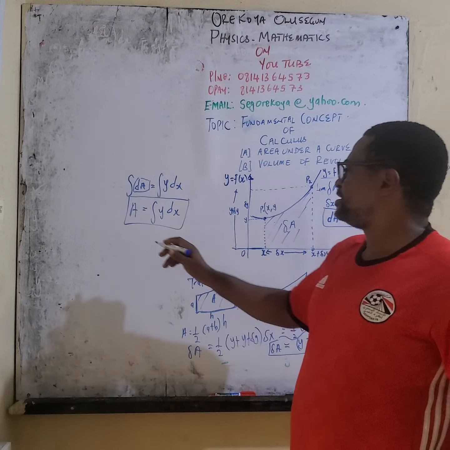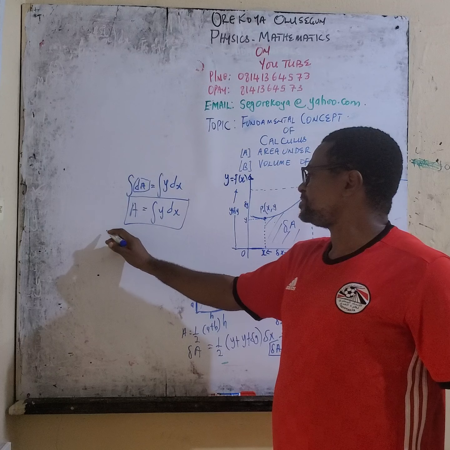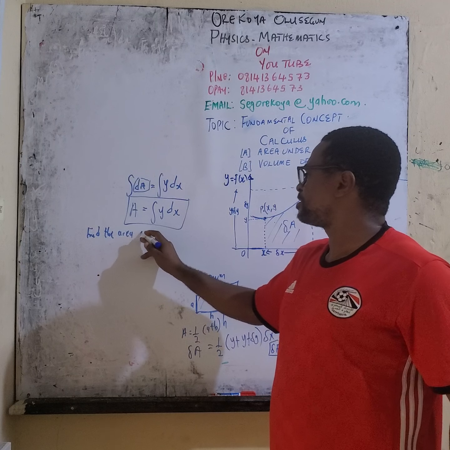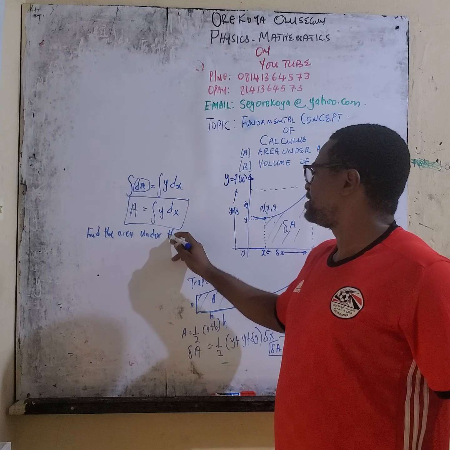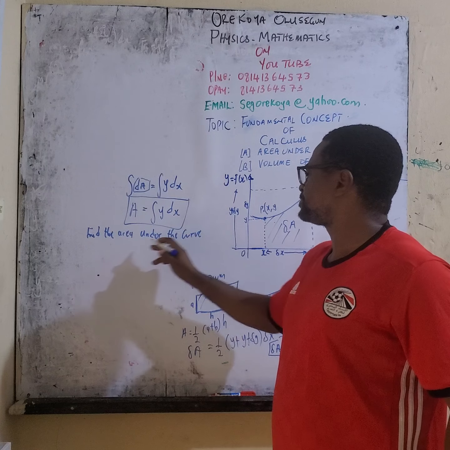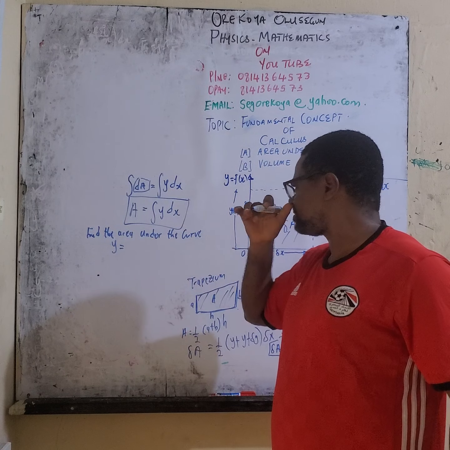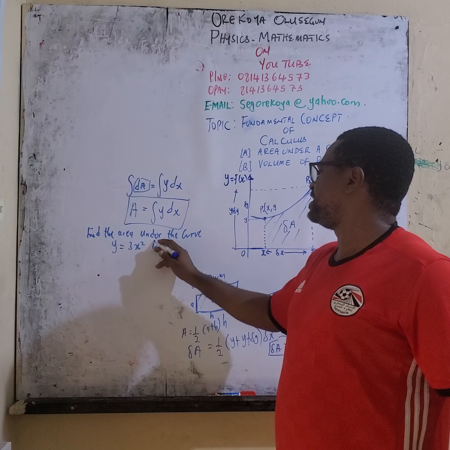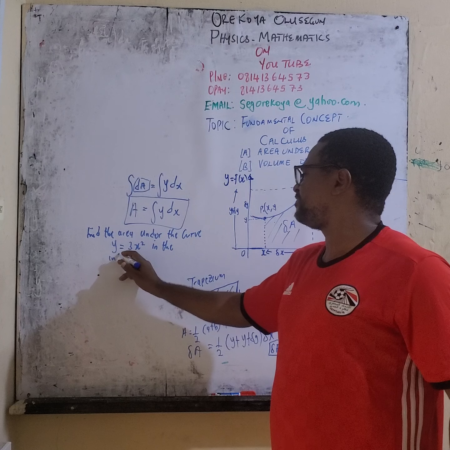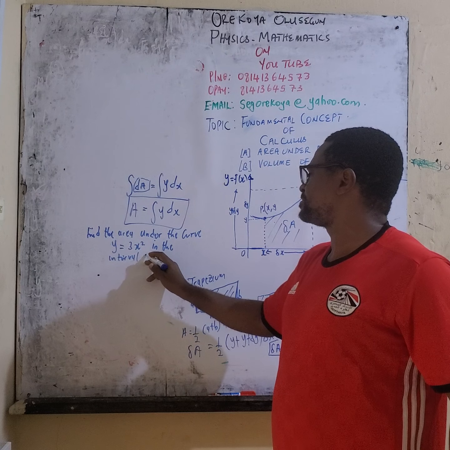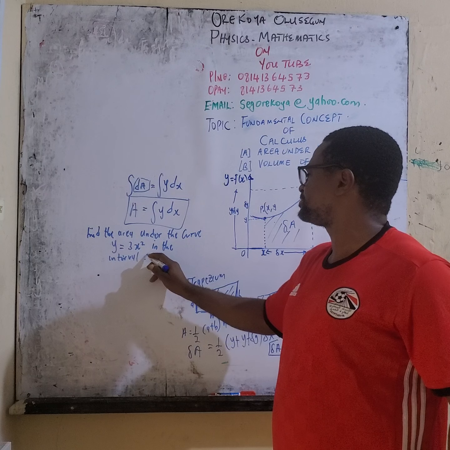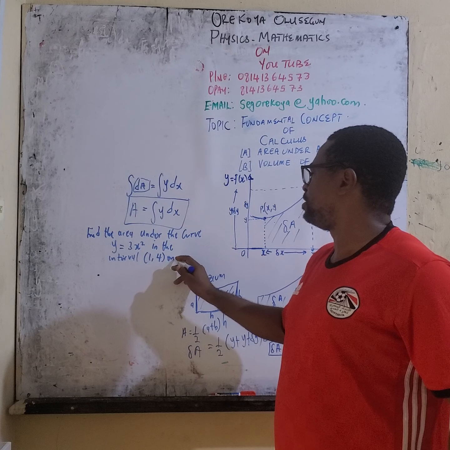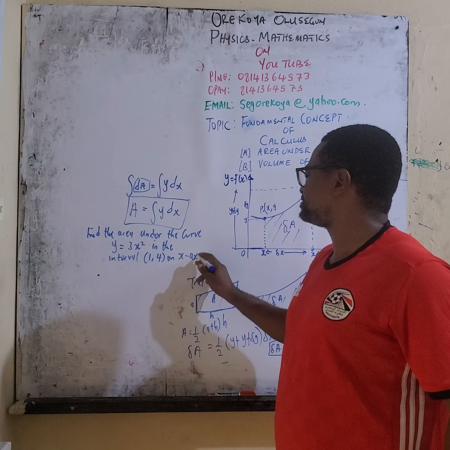Now, for instance, you are given a problem: find the area under the curve y is equal to 3x squared in the interval x in 1, 4 on the x-axis.